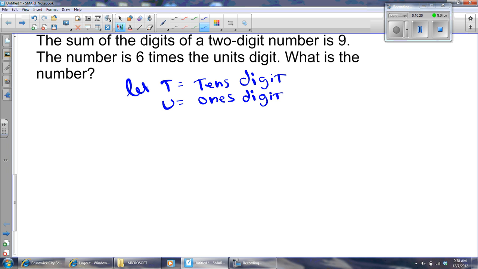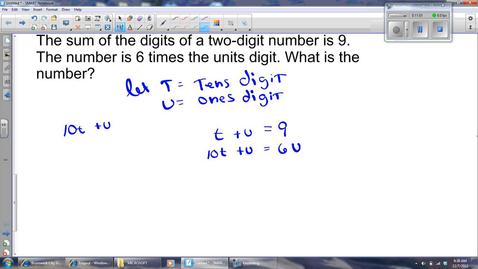Okay, then my 2-digit number is going to be 10t plus u, right? Okay, now I'm told that the sum of the 2 digits is 9. So I'm going to do t plus u, and that's got to equal 9. But then I'm also told that the number is 6 times the units digit. So that means this 2-digit number, this 10t plus u, is equal to 6 times the units digit. All right. There we go. There's my equation.